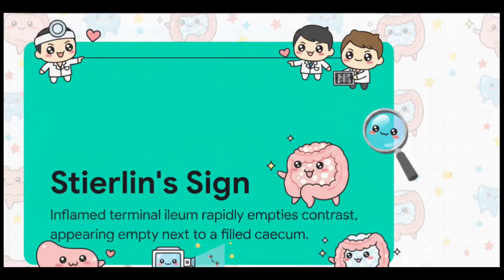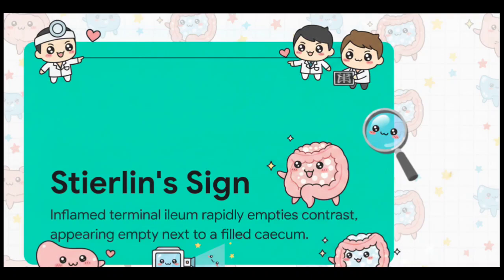Now, what's really interesting about this slide is Stierlin's sign. It's a fascinating radiological manifestation of this hyperplastic ileocecal inflammation. It's a functional sign you'll spot on barium contrast studies. See, the terminal ileum is so highly inflamed, rigid, and irritable that it simply refuses to hold the contrast. It just rapidly spasms and empties it straight into the cecum.